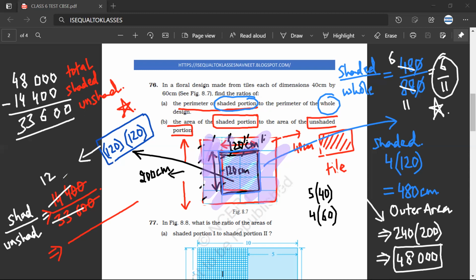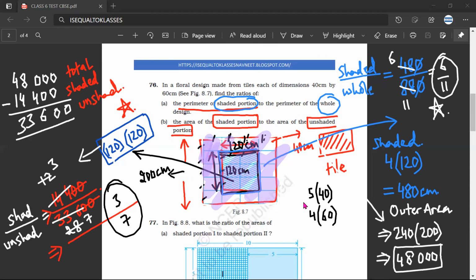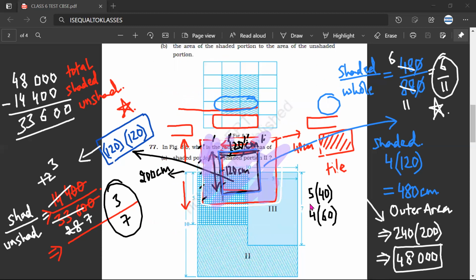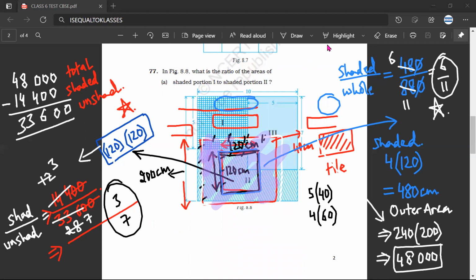So 12 ones are 12, 12 twos are 24, and 12 eights are 96. And then I can divide by 4: 3 and 7. So is your answer 3 by 7, Mr. Satya? Yes, sir. Great. So this is a very good question because you were able to do areas, perimeters, and ratio in one question. So that is why it is a great question.